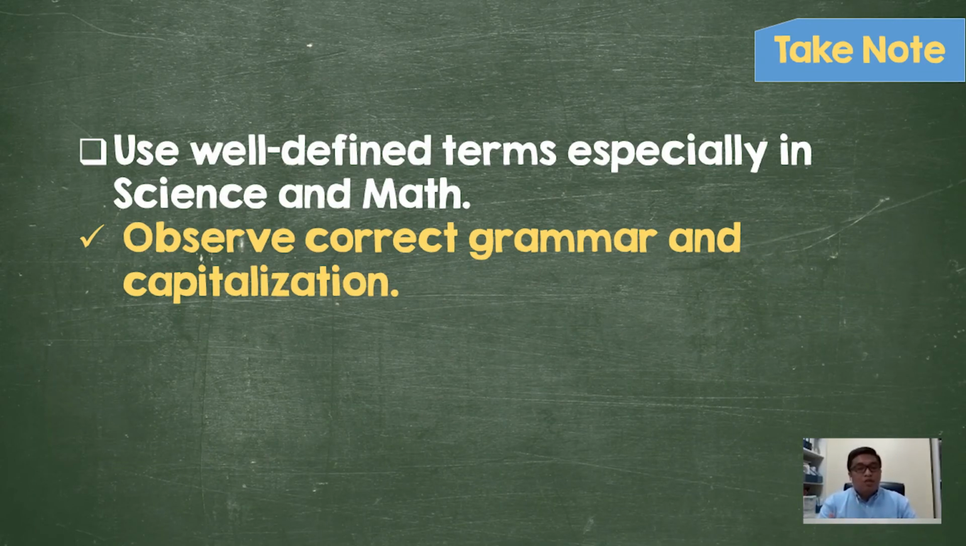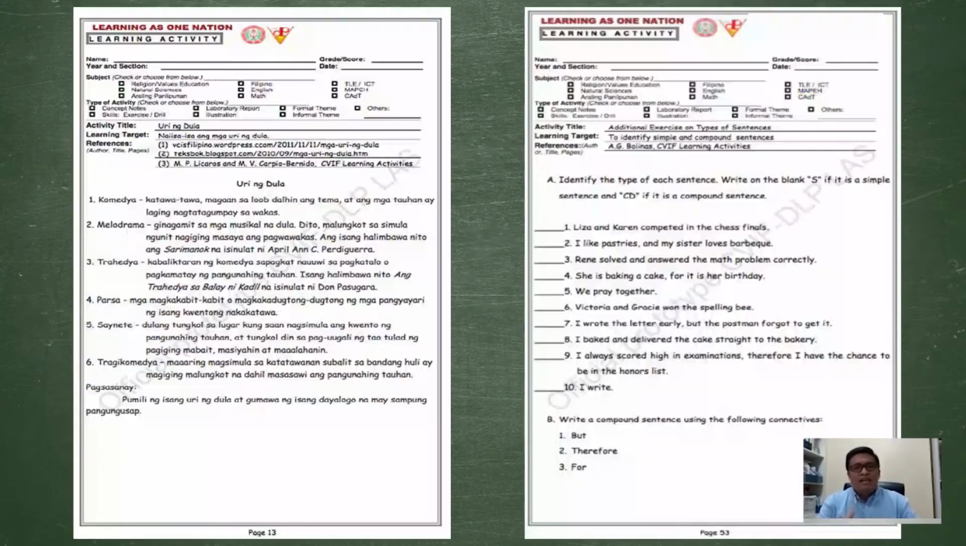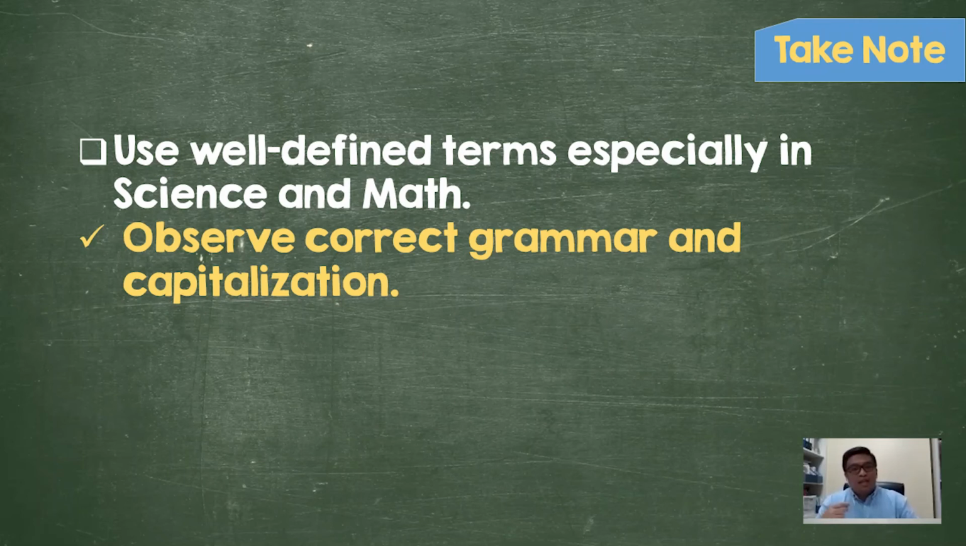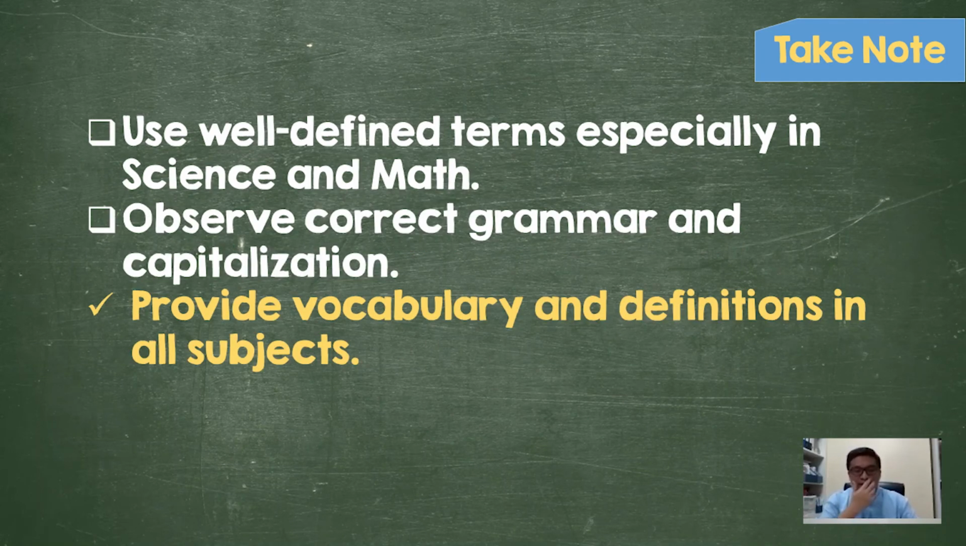Second, we need to make sure that we observe correct grammar and capitalization. The use of LAS is also a means for the students to practice their written and oral communication skills. So by writing a lot of learning activity sheets, they also learn a lot of things in terms of mechanics and spelling. Aside from looking at the grammar and the other mechanics in writing the learning activity sheet, it's also very important that we provide vocabulary and definitions in all the subjects.